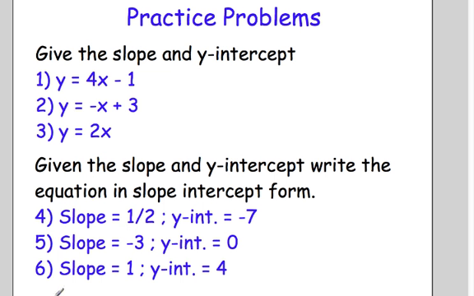So you should have 6 answers to these questions at the end of your notes. You can do it on the front or the back, whatever space you have, you can use that. And then bring those in for class.